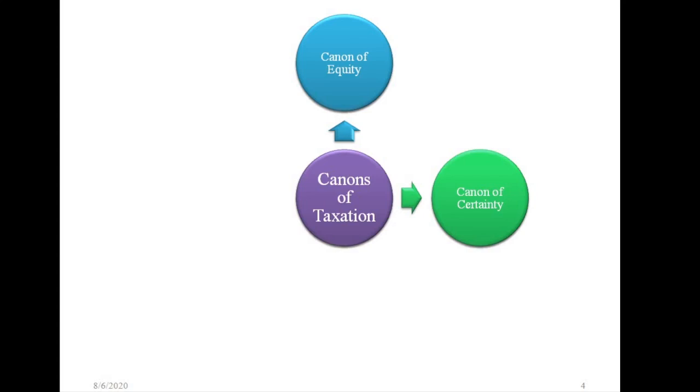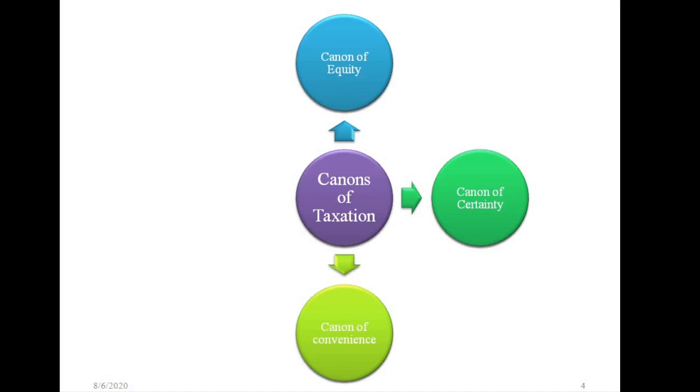Another canon is the canon of certainty. Canon of certainty means that the time and manner of the payment should be certain and clear both to the taxpayer as well as to the tax officials. So generally, whenever you have to file your returns, or deposit taxes in the government treasury, the time and manner of the payment is fixed, and that's only due to the canon of certainty.